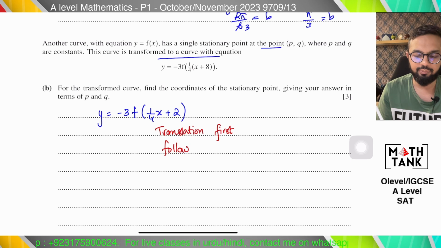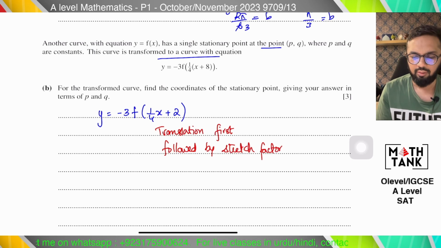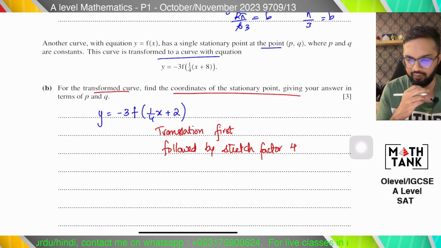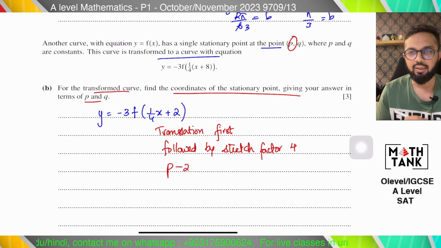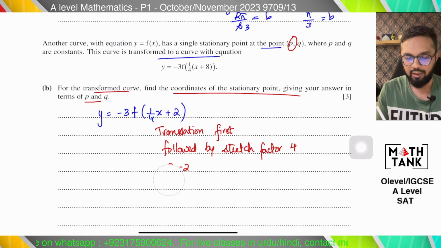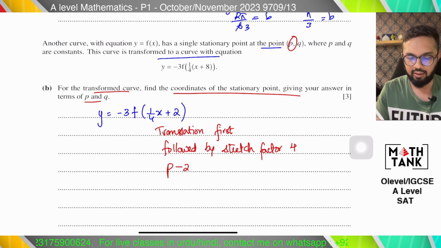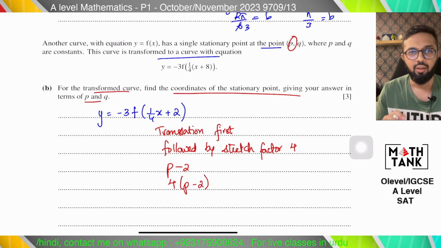followed by stretch factor 4 in this case. Okay, so what does it say? It says for the transformed curve, find the coordinates of the stationary point giving your answer in P and Q. So the x coordinate was P. It would first get subtracted by 2, and you would say that this becomes P minus 2, and then you would stretch it. You would say then the following transformation would be 4 times P minus 2.